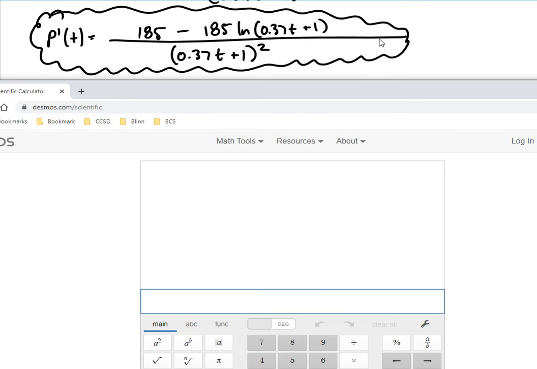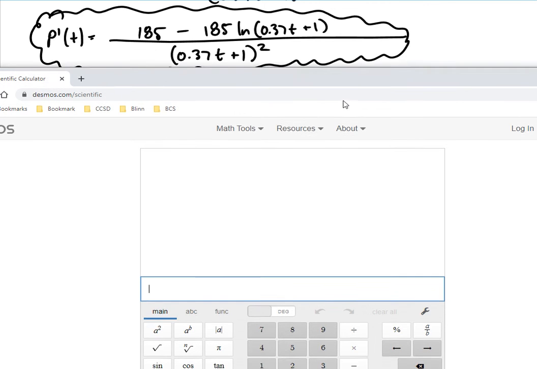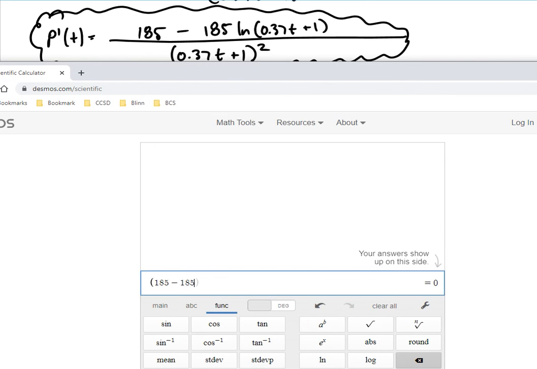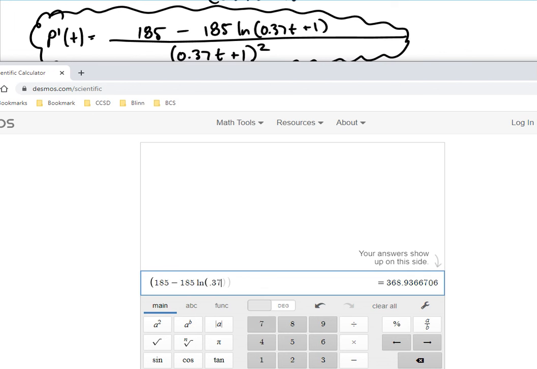Okay, and then let's go ahead. So I'm looking at this equation, but all I'm doing is changing the t into 10. So I have, let's do the parentheses. So parentheses 185 minus 185 natural log. Okay, so I got to go to functions. There it is, natural log of this 0.37 times 10. Okay, so 0.37 times 10, and then plus 1. As long as you type it in the way it looks, it will know to do the order of operations.